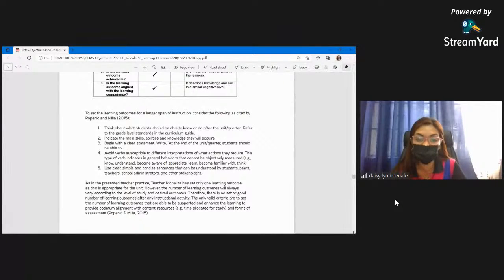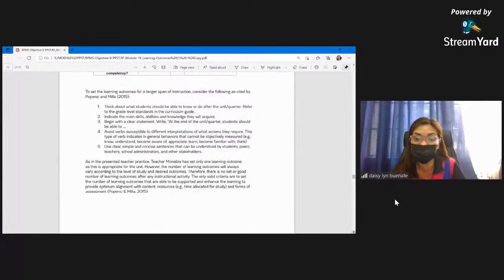Okay, as in the presented teacher practice, teacher Lisa has set one learning outcome for the unit. However, the number of the learning outcomes will also vary according to the level of study and desired outcomes. Therefore, there is no set or good number of learning outcomes after any instructional activity. The only valid criteria are to set the number of learning outcomes that are able to be supported and enhance the learning to provide optimum alignment with content resources. So, mag-list naman po dito sa tuang MELCs.